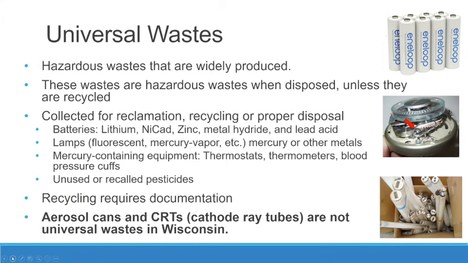And then most importantly, critically important, and what you'll learn through the series, is that documentation is critical. Having the proper documentation, Amy went through some of those, if you're a small quantity generator or large quantity generator, doing the inspections of your central accumulation area, having copies of your manifest. So documentation is very critical, and making sure that you have documentation showing that you're recycling your universal waste is also very important.